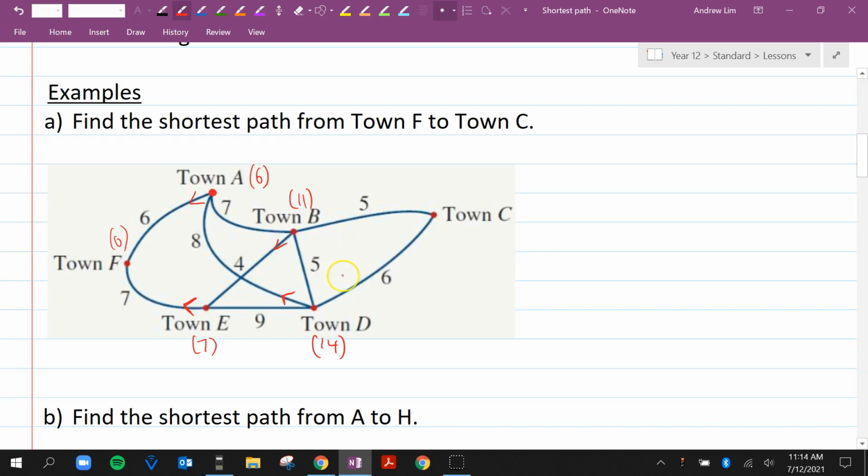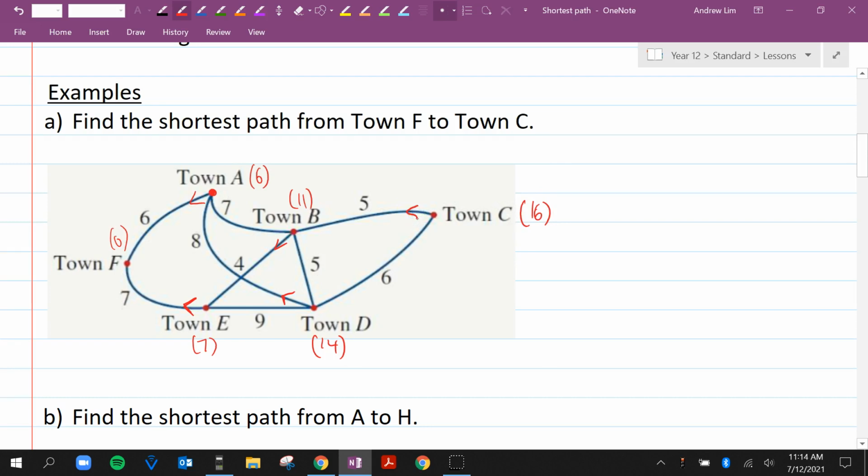Last one. We only have 2 ways to get to Town C. Okay, 5 and 6. 11 plus 5 is 16. 14 plus 6 is 20. The smallest one is 16, so I'm going to write 16. How do we get there from the 5?